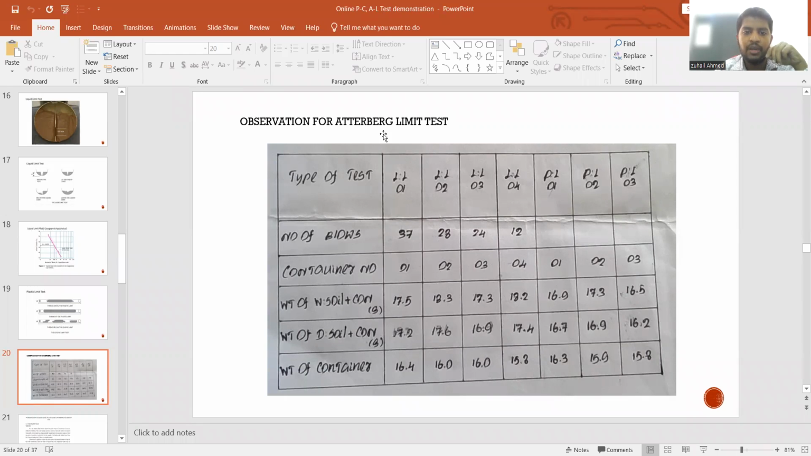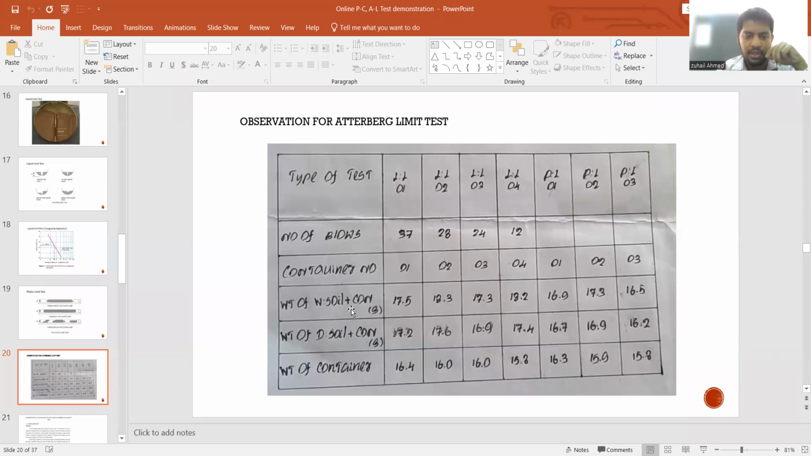Okay, the number of blows we got, we can write here. Then the container number, so there is no confusion. At the end of the situation, when you are taking it out of the oven, you want to put the number on that container. So it will be easy for you all to get the values at the end. Okay, the particular correct values you can get.